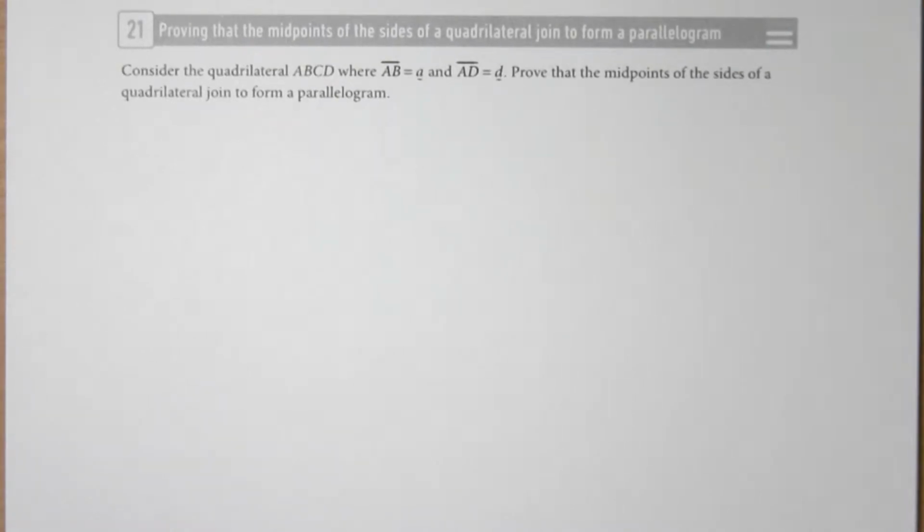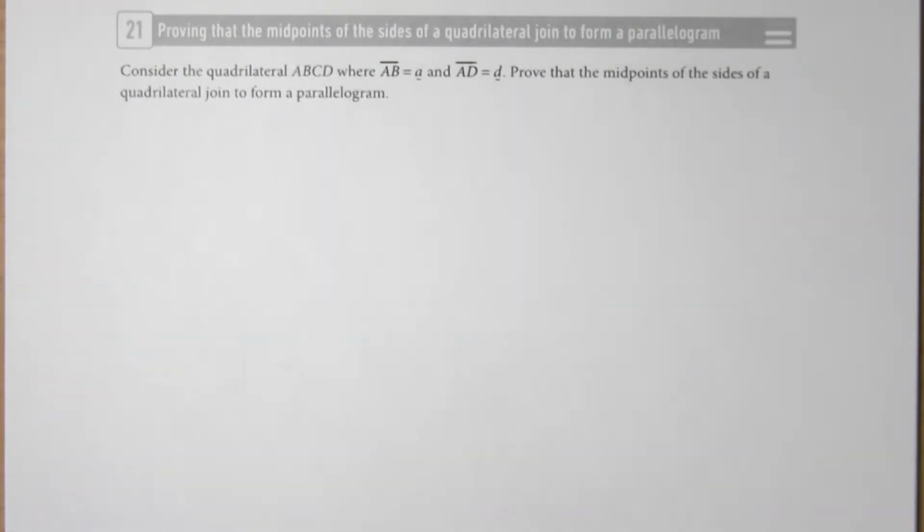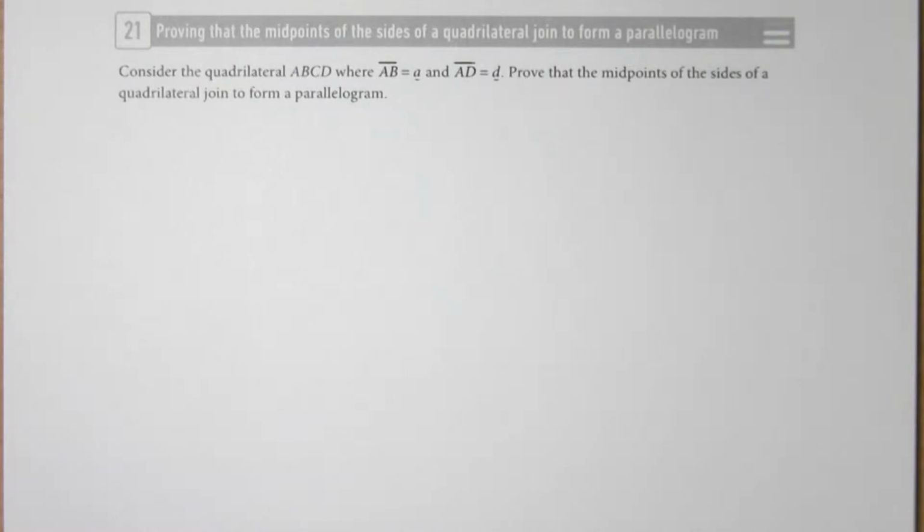Now, this example from the textbook is wrong. It's just plain wrong. Their solution has assumed that ABCD is a parallelogram. You can go have a look. I mean, the hint is in the question.